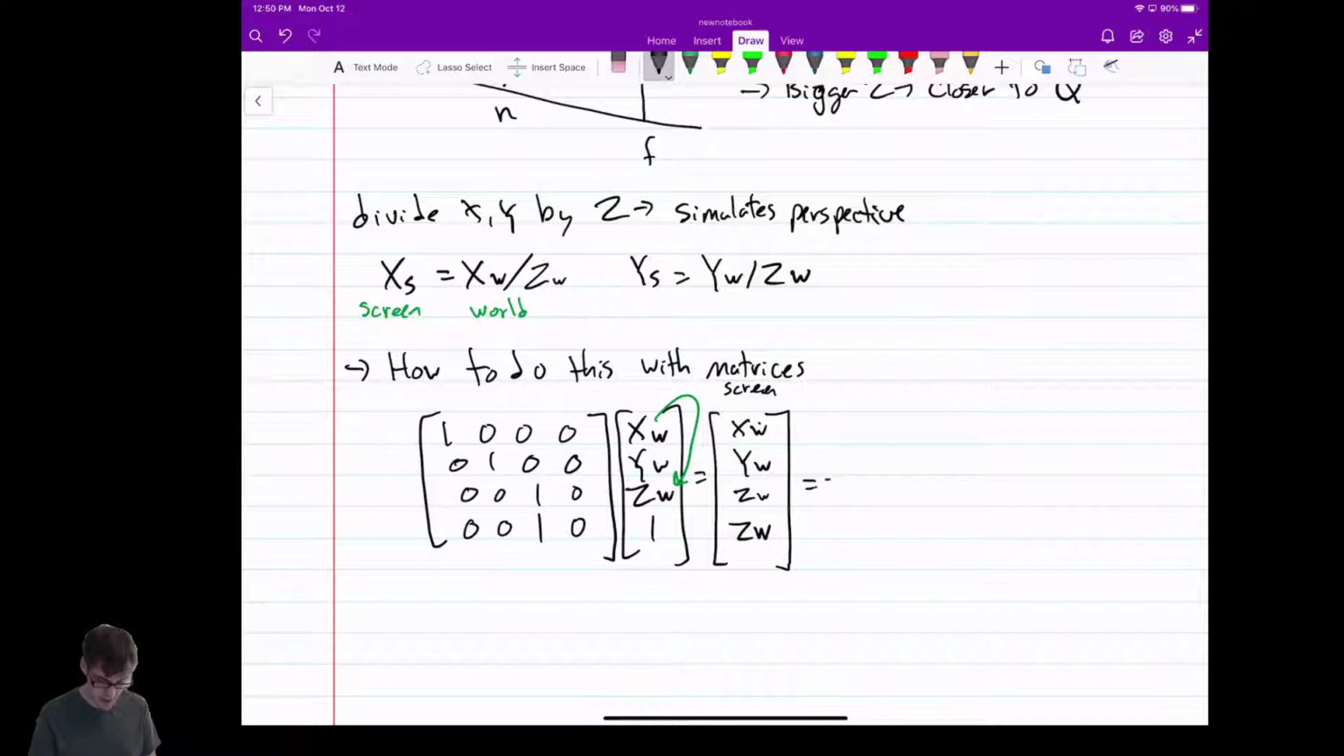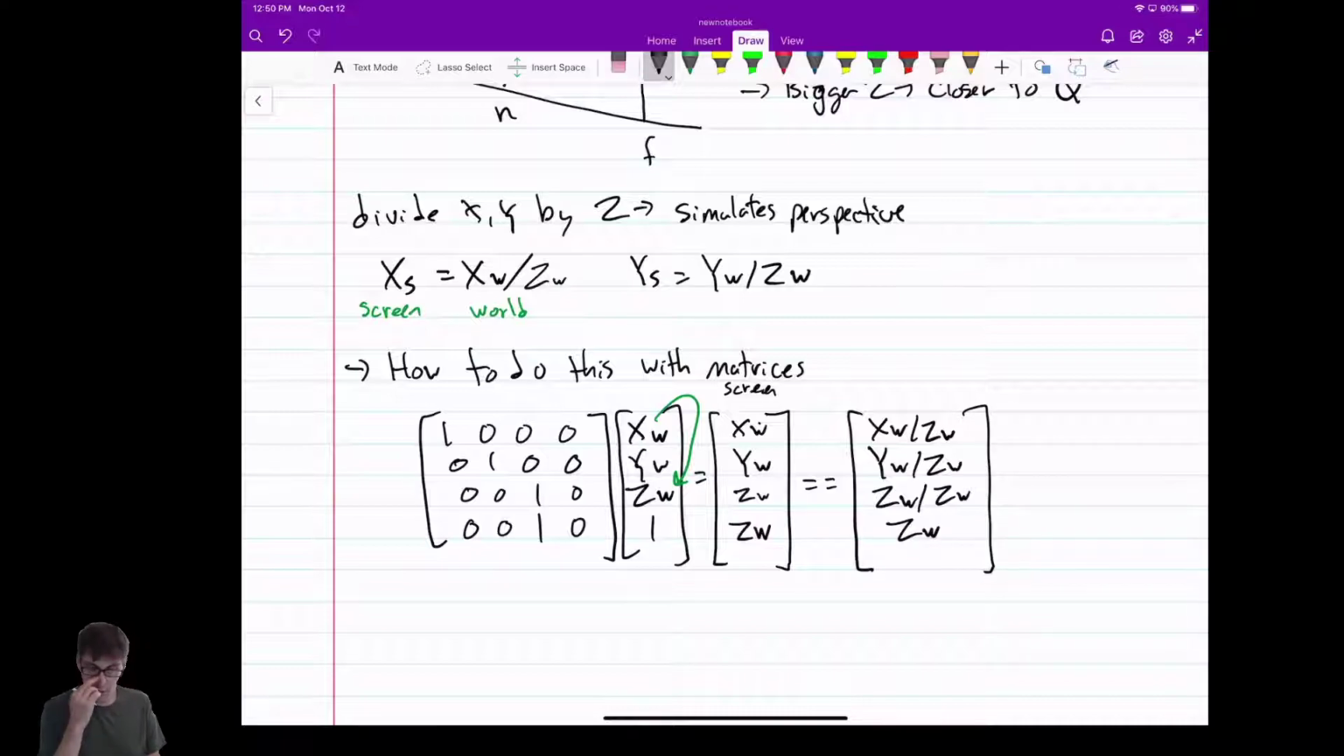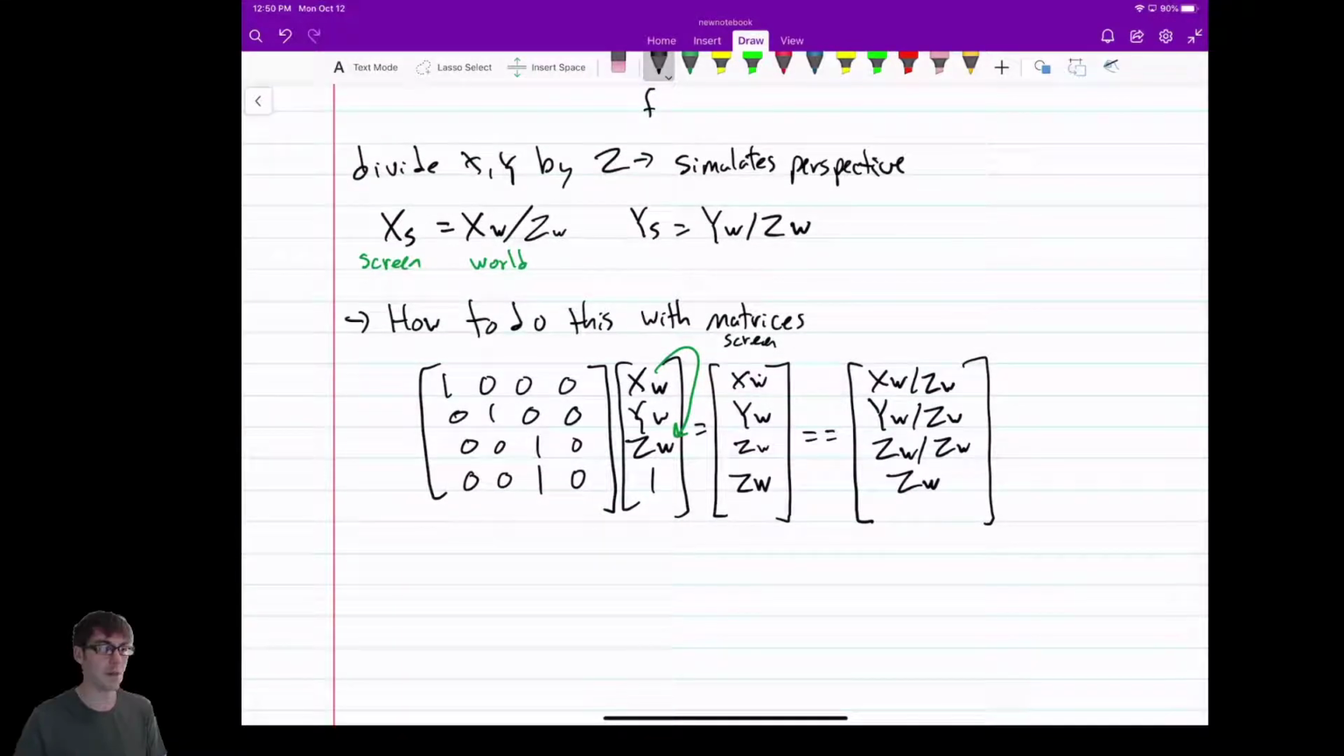So of course, the first thing we do is we divide by w. So this becomes xw over zw, yw over zw, zw over zw, and then zw. Now, how cool is that? As soon as I normalize from a homogeneous coordinate into my regular coordinate system by dividing by w, making it 1, I get that free, well, not free, I have to do it, but we get that division by z that we were looking for. So this is my matrix to make it divide by z.